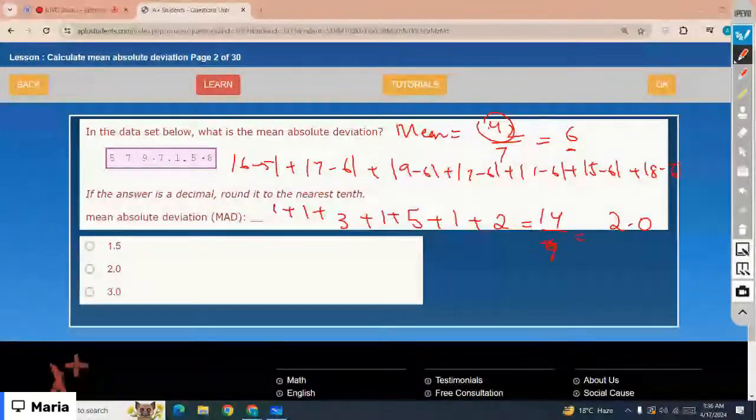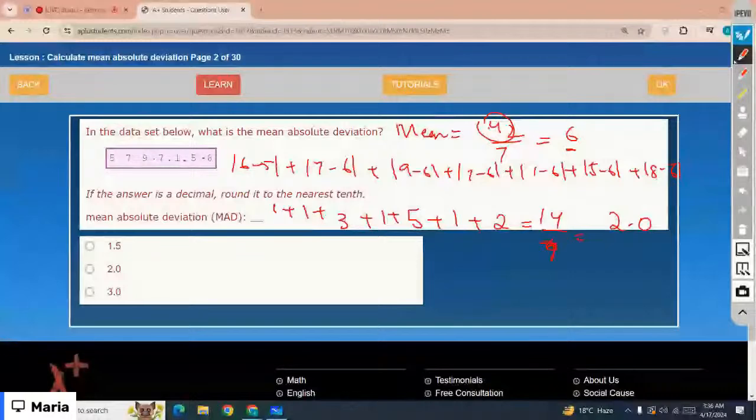The first thing is you need to calculate mean. For the mean, you have to add them all, and they are 7 in number. You have to divide it by the 7, so the mean is 6. The second thing is you have to subtract all these given values from the mean, right? And you have to calculate their absolute values. Absolute value means no negative values. The result must be positive.